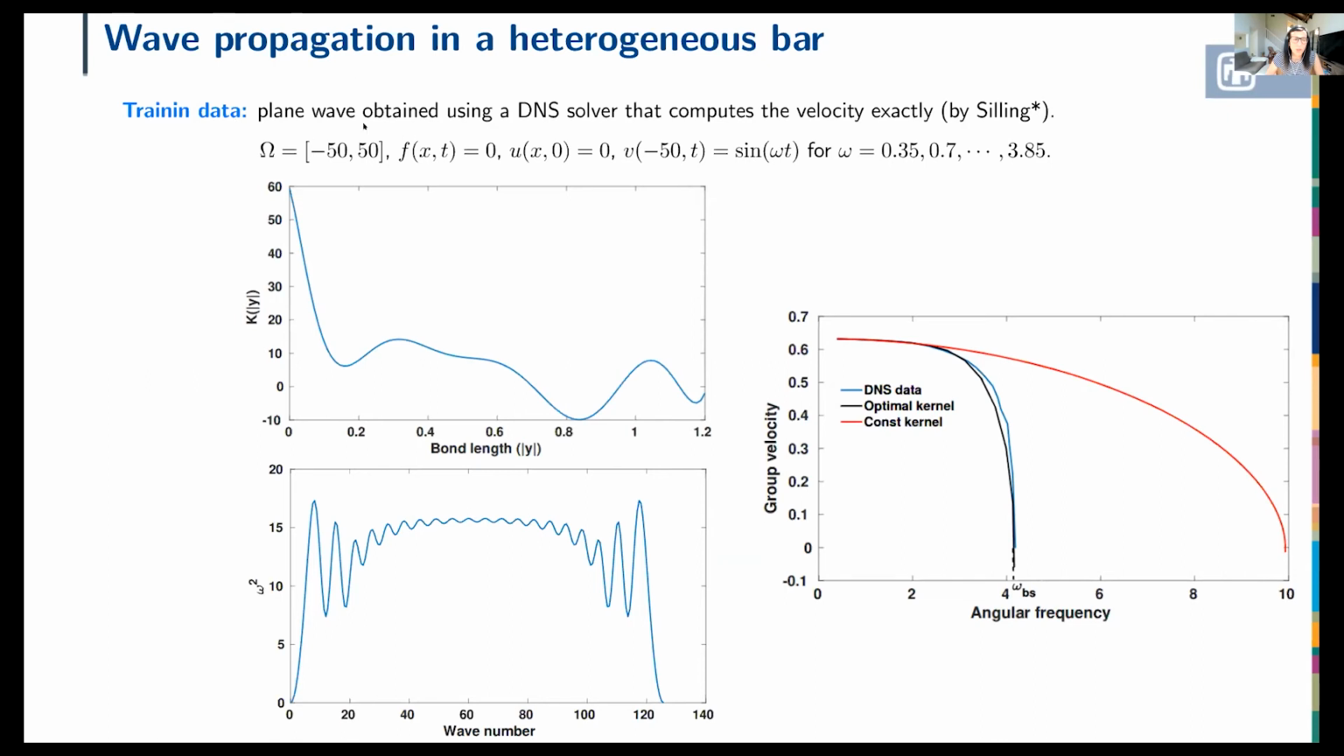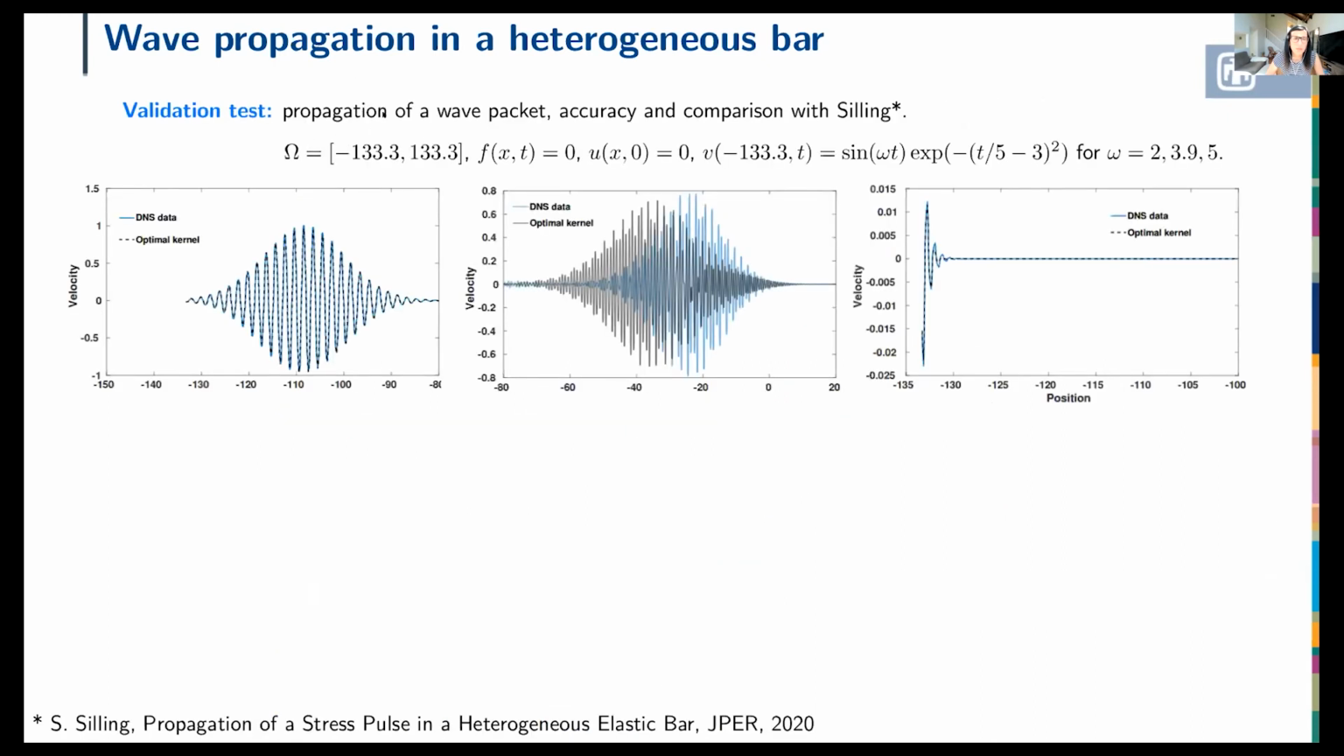So based on the kernel learned on plane waves, we use as a validation set a wave packet. And we use it on a different domain. So we change the size of the domain and we change the velocity boundary condition and we test it at different frequencies. So this is one of the frequencies where both our optimal kernel and the state of the art behave pretty well. And in fact, there is a good matching compared to the exact velocity. This is a frequency very, very close to the band gap. And we do a decent job, especially compared to the state of the art. And when the frequency is beyond the band gap, we see that the wave stops propagating as expected.